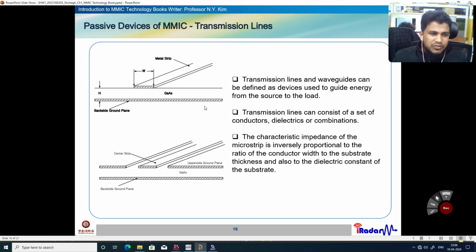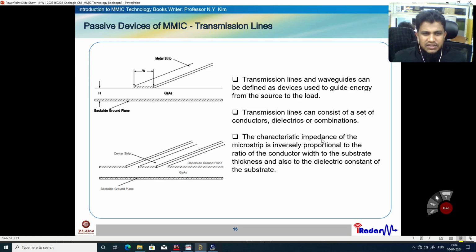Another most important passive component in MMIC technology is the transmission line. A transmission line is nothing but a line between the source and load. When we give power from source to load, a line or cable is needed between the source and load. So this is actually the transmission line. Transmission lines and waveguides can be defined as devices used to guide energy from source to load. Transmission lines can consist of a set of conductors, dielectrics and combinations.